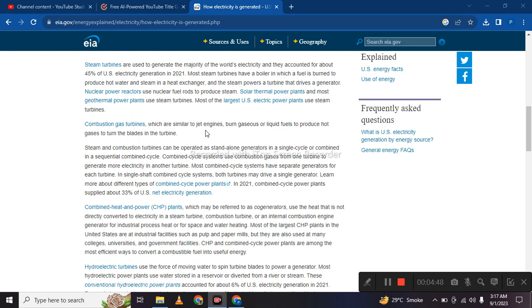Combined heat and power plants, which may be referred to as cogenerators, use the heat that is not directly converted to electricity in a steam turbine, combustion turbine, or an internal combustion engine to generate heat for industrial processes or for space and water heating. Most of the largest CHP plants in the United States are at industrial facilities such as pulp and paper mills. But they are also used at many colleges, universities, and government facilities.